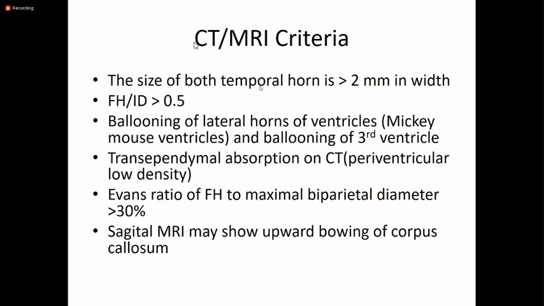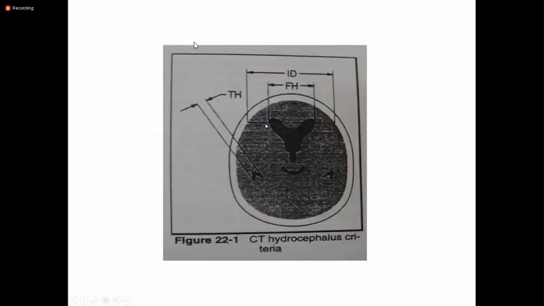So the size of both temporal horns is greater than 2 millimeter in width. So I'll show you the picture. So this is just a drawing of the CT scan. I will show it to you in actual CT scans as well. So just to give you the idea, these are the temporal horns.